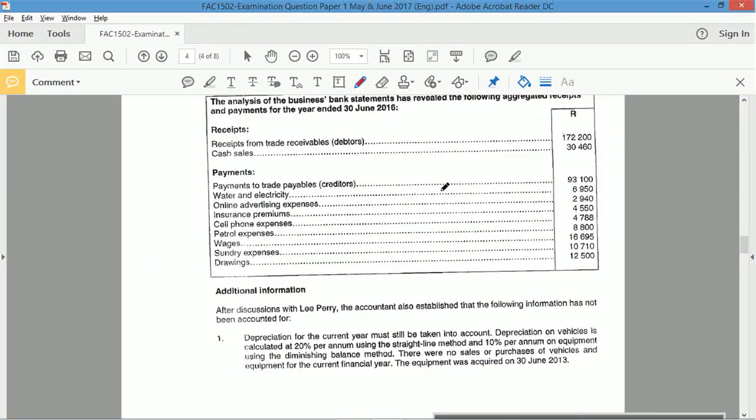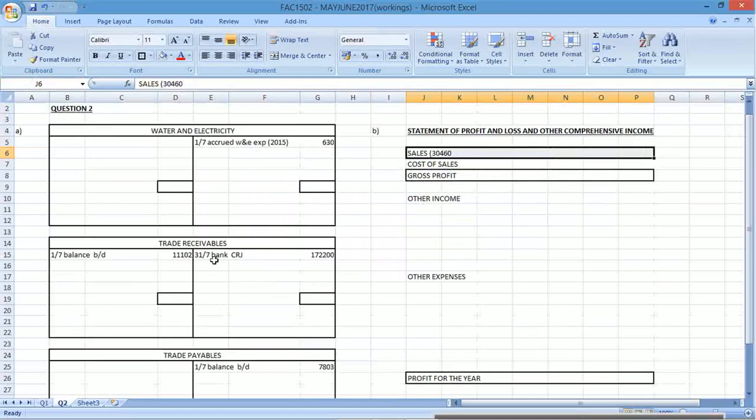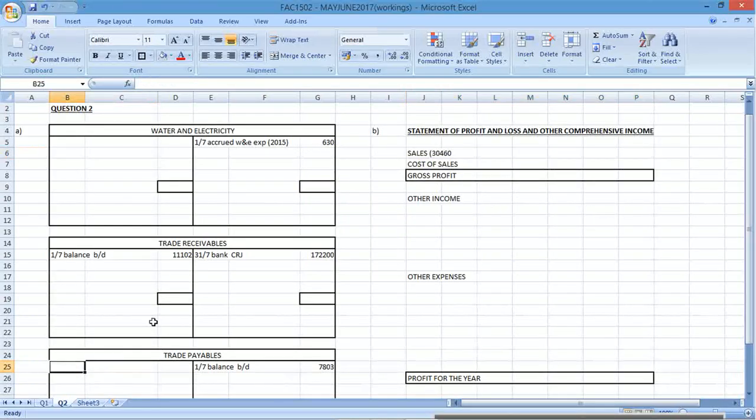Payments. Payments to trade creditors. What does that do to your creditors? Payments to your creditors? Increase. Ooh. When you pay your creditors, do you owe them more? No, you owe them less. Exactly. So if I pay creditors, the liability will decrease. So liability decreases on this side.